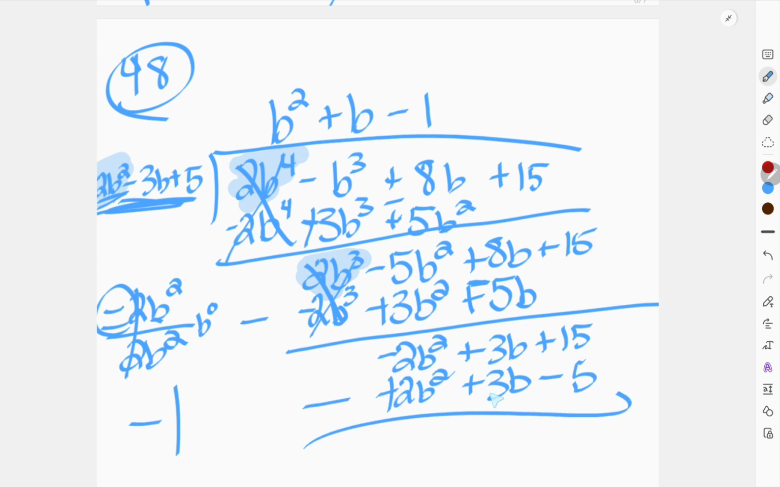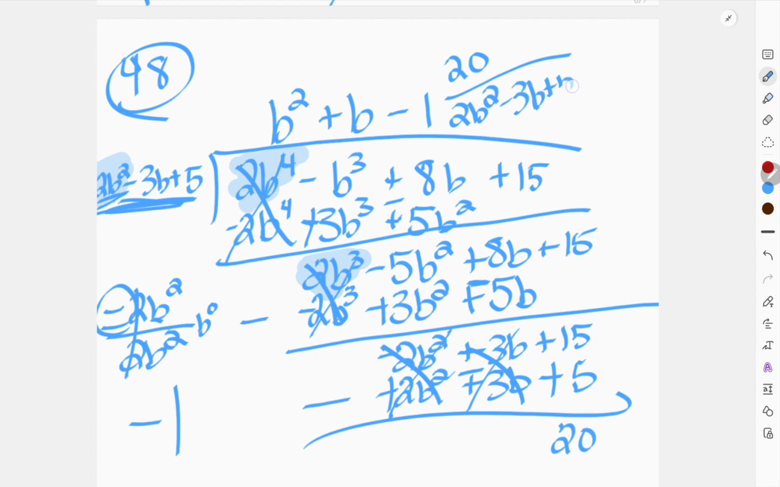You subtract, so it changes all these signs in here. And these cancel, and these cancel. 15 plus 5 is 20. So my answer is b squared plus b minus 1 with a remainder of 20 over 2b squared minus 3b plus 5. All right, hope this gets you through the self-test.